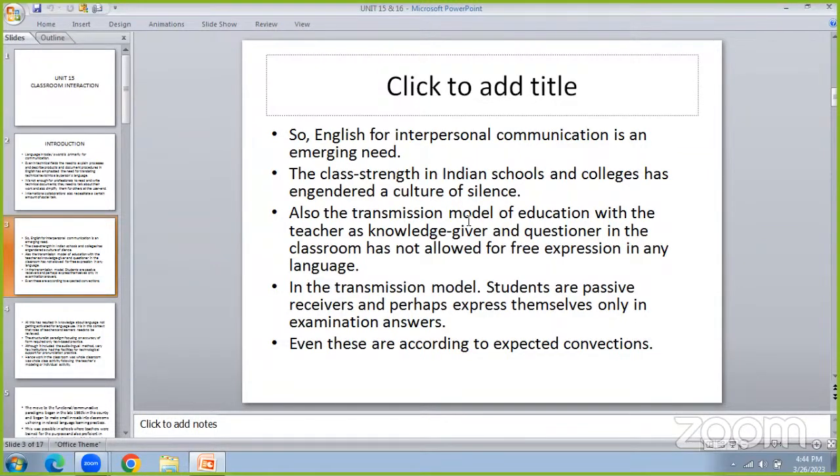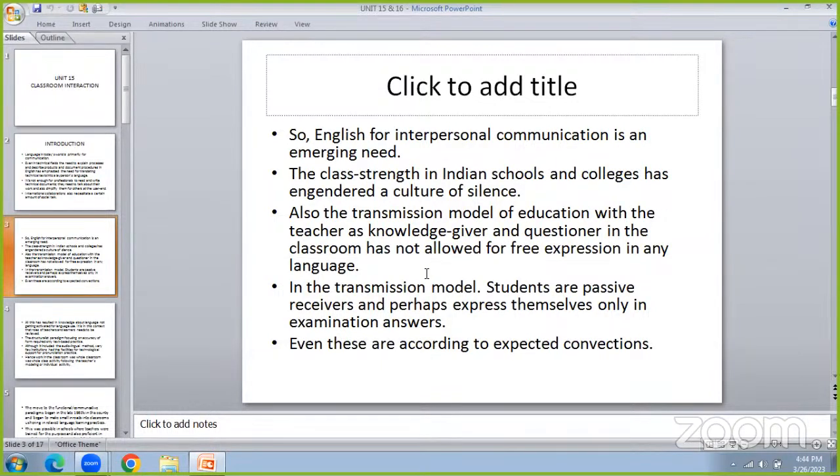The traditional classroom has basically engendered a culture of silence, right? What is this engendered culture of silence? What do you mean by this? It's basically a silent class. So what will happen if I allow the students to talk among themselves or to each other? Then it will become a chaotic classroom. There will be a lot of noise in the classroom, which cannot be controlled by the teacher.